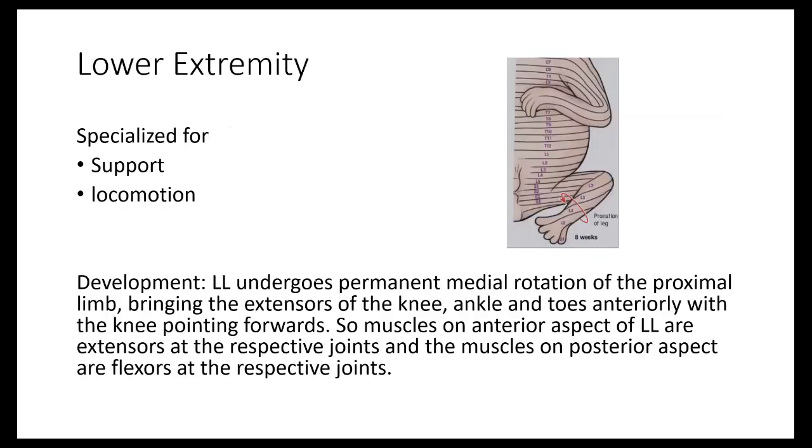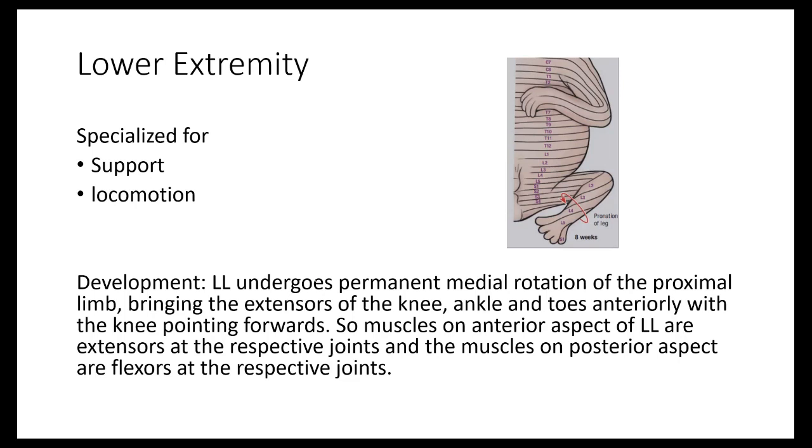We all know that the lower extremity is specialized for two important functions, which is giving support to the body and enabling locomotion. Developmentally, the lower extremity bud undergoes permanent medial rotation of the proximal limb, bringing the extensors of the knee, ankle, and toes anteriorly, with the knee pointing forwards. So, muscles on the anterior aspect of the lower extremity are extensors at the respective joints.